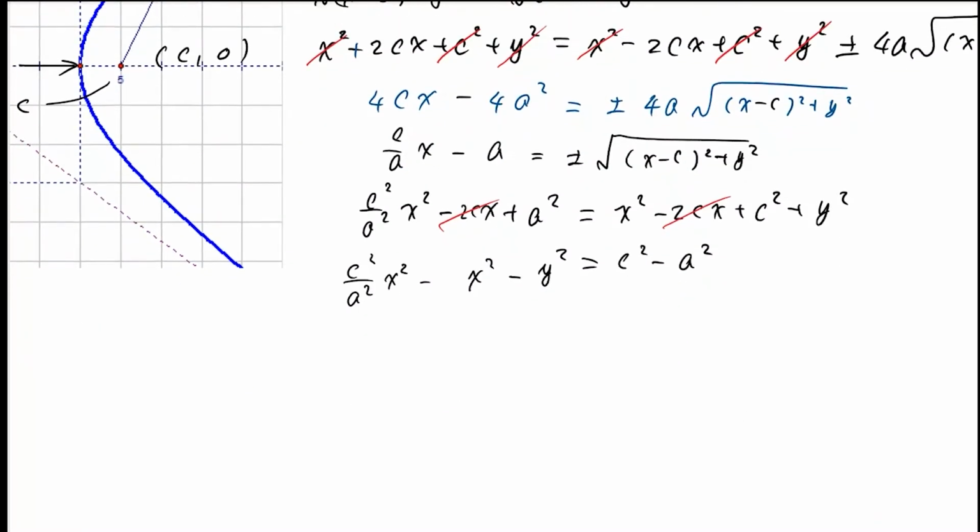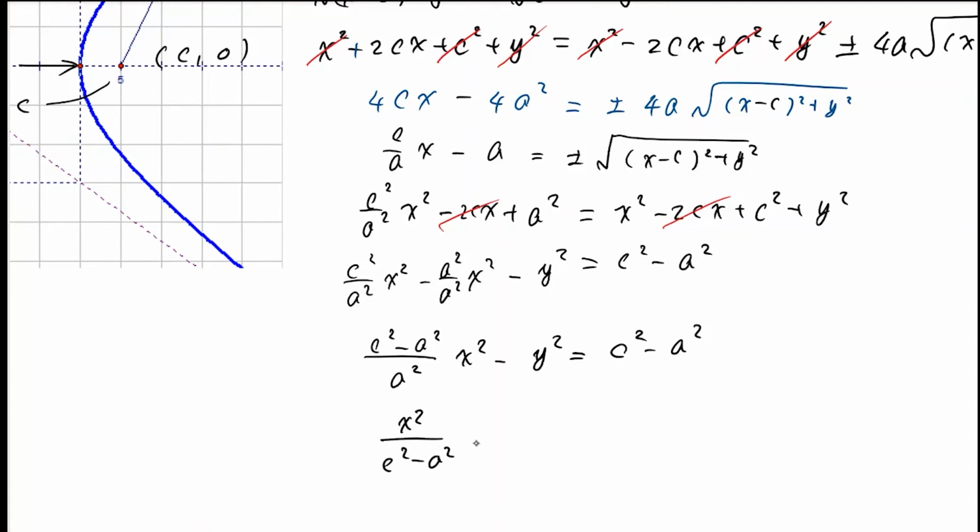Common denominator a? I feel a little ridiculous doing this for you, but hey. So I have c squared minus a squared over a squared, x squared minus y squared is equal to c squared minus a squared. Stay with me. Divide both sides by c squared minus a squared. So I have x squared over c squared minus a squared, minus y squared over c squared minus... why am I screwing up so much today? This was a squared. How about that?